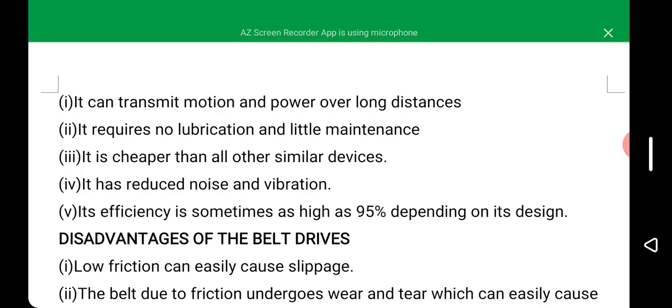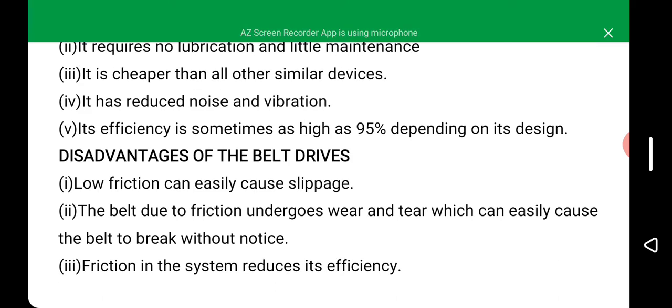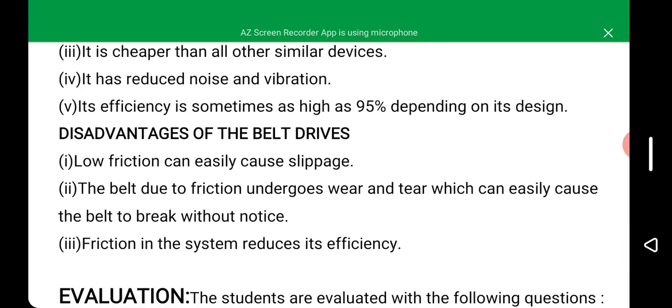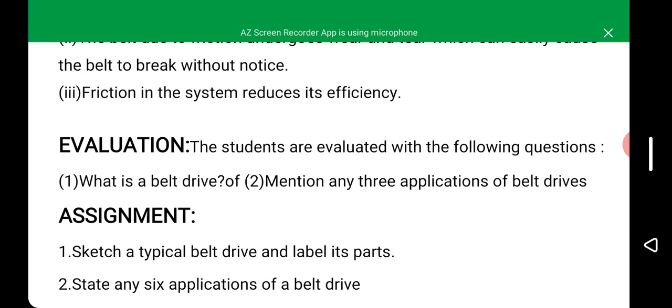Also, let's look at the disadvantages of belt drives. Low friction can easily cause slippage. The belt, due to friction, undergoes wear and tear, which can easily cause the belt to break without noise. Friction in the system reduces what? Efficiency. So these are the disadvantages of the belt drives.